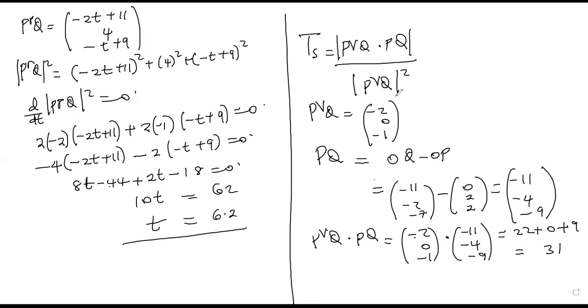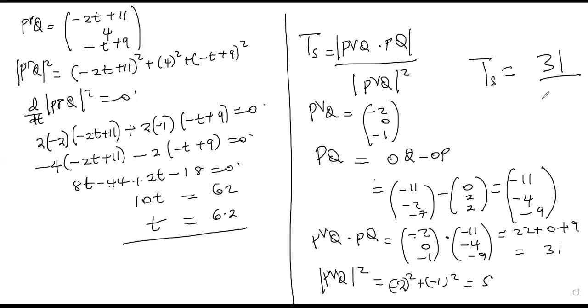After getting that, I need PVQ squared. So PVQ squared would be equaling to, I've already gotten PVQ, so I will need to square it. So it is going to be negative 2 squared, plus 0, then plus negative 1 squared, which is going to be 5. Therefore, my TS is going to be 31 out of 5, which is the same as 6.2. So all the 3 approaches, we've seen that they give you the same answer, 6.2, as time.